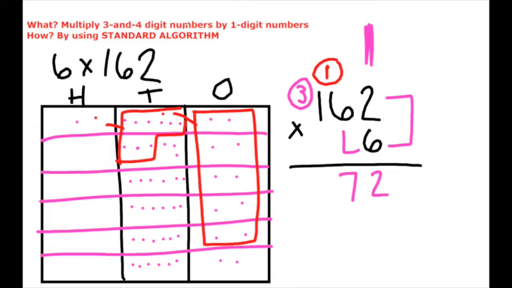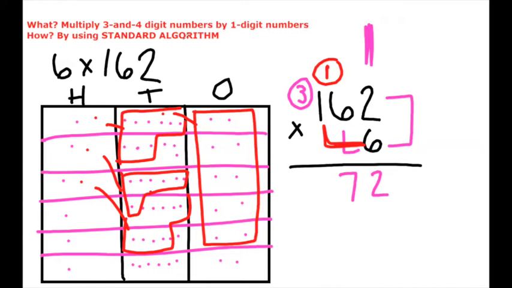So we have 7 left, just like we show on the standard algorithm. Now we have to do 6 times 1 hundred. So we'll do that back over here on the place value chart.